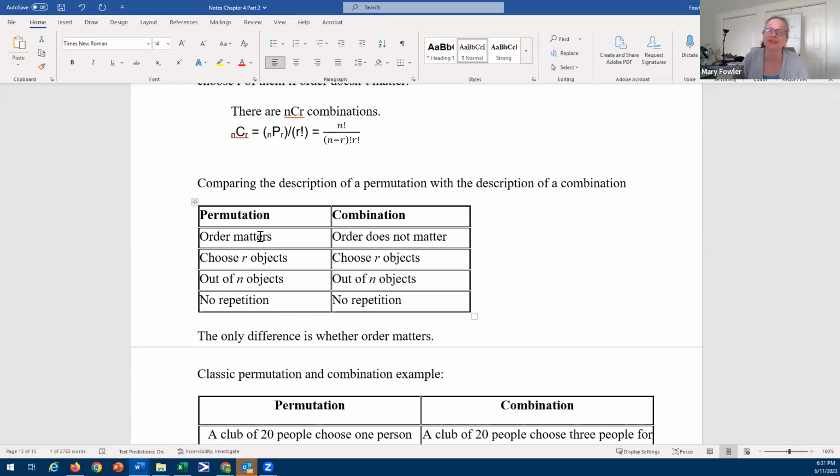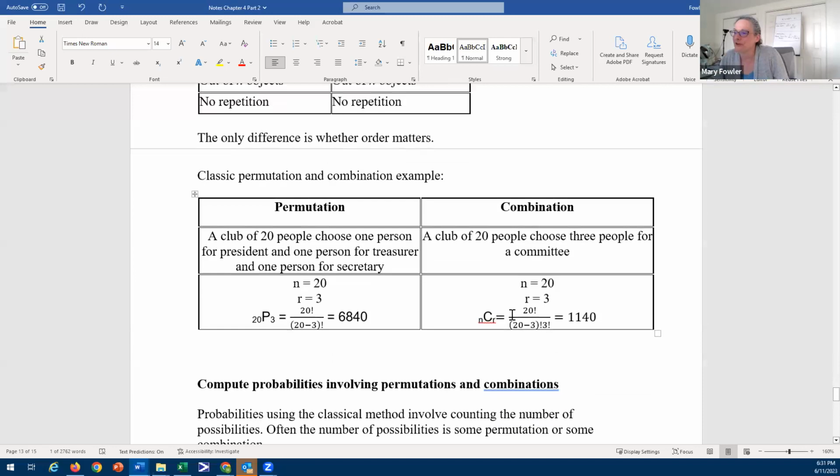Would actually end up with a different picture, right? So in a permutation, order matters, and you're choosing r objects out of n, and no repetition is allowed. Combinations are similar, only order does not matter. You're still choosing r objects out of n with no repetition. So there's a classic permutation combination example I want to go over here.